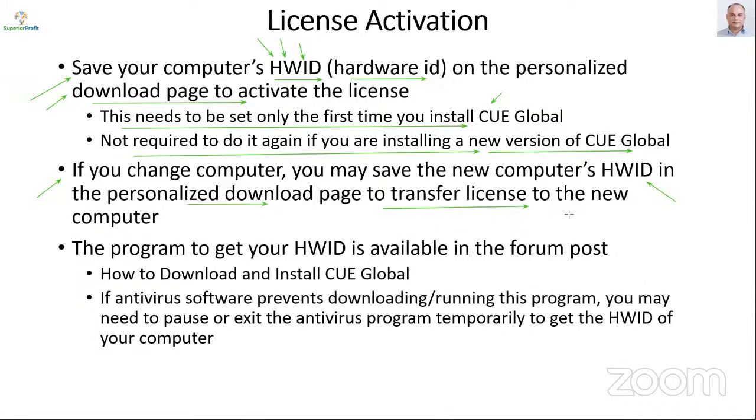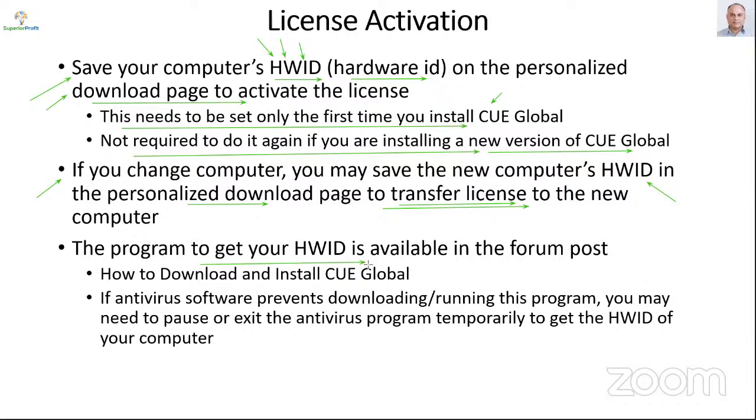So many Q traders, including myself, use multiple computers, desktop, laptop, etc. So I tend to save, and other Q traders also save, the different hardware IDs in some text box field in the personalized download page and simply cut and paste from there to save the active computer. I'll demonstrate that now. Now, how do you get the HWID, or hardware ID?